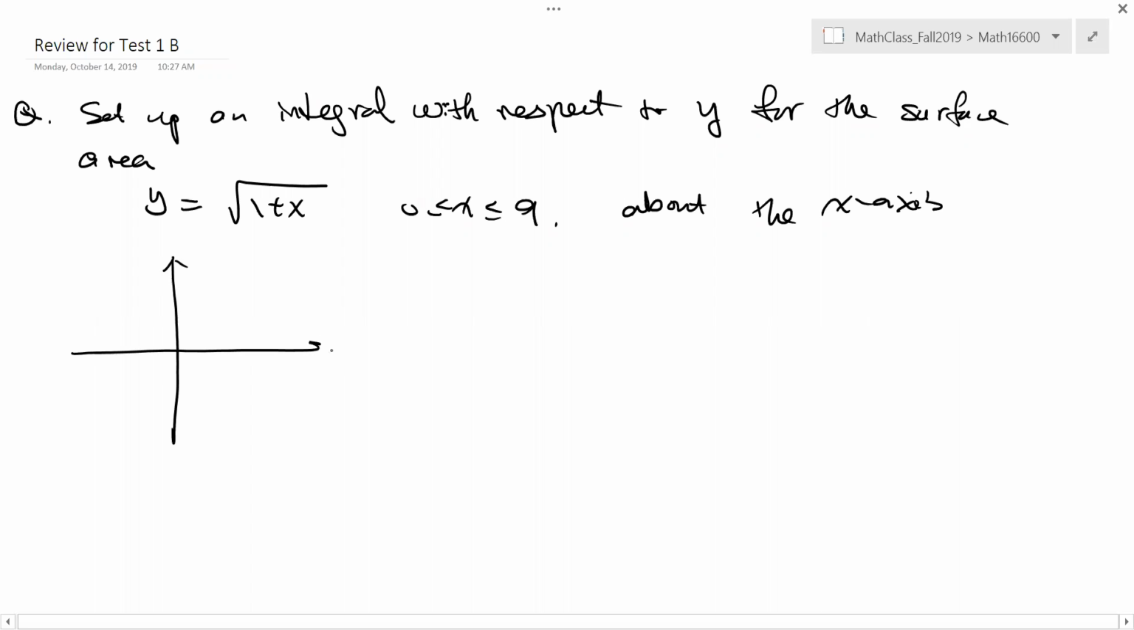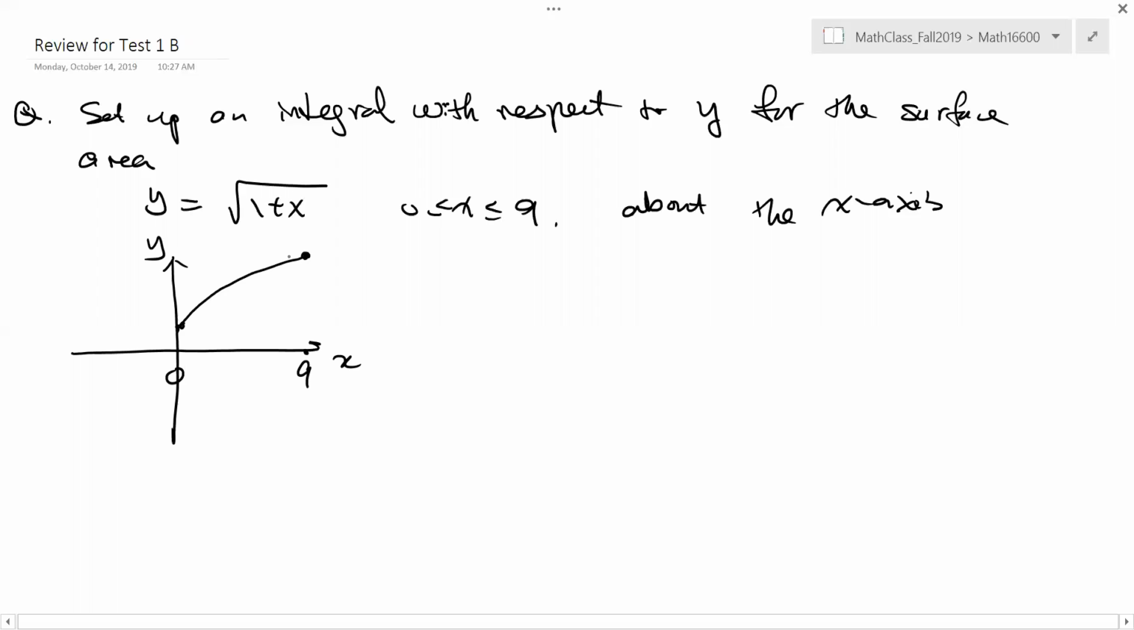The graph x is between 0 and 9. So that means when x equals 0, the y value is 1. When x equals 9, the y value is square root of 10. Okay, we set up an integral. So the curve is part of a parabola actually.